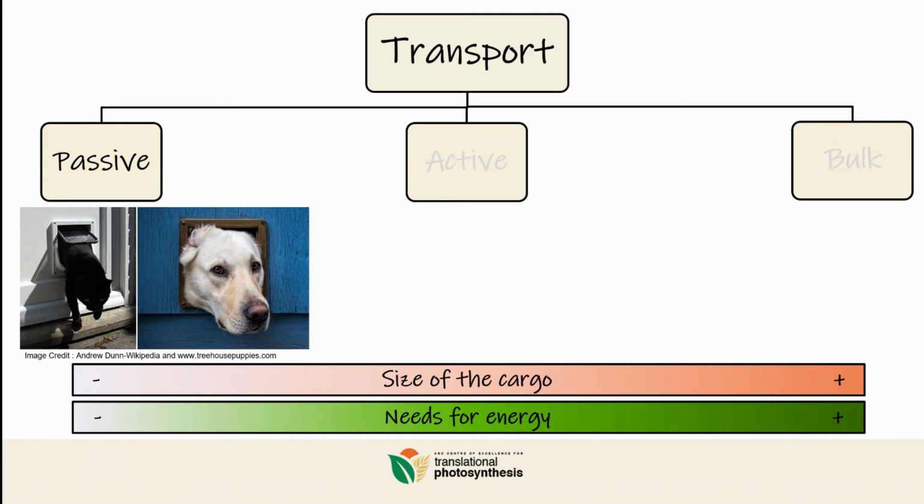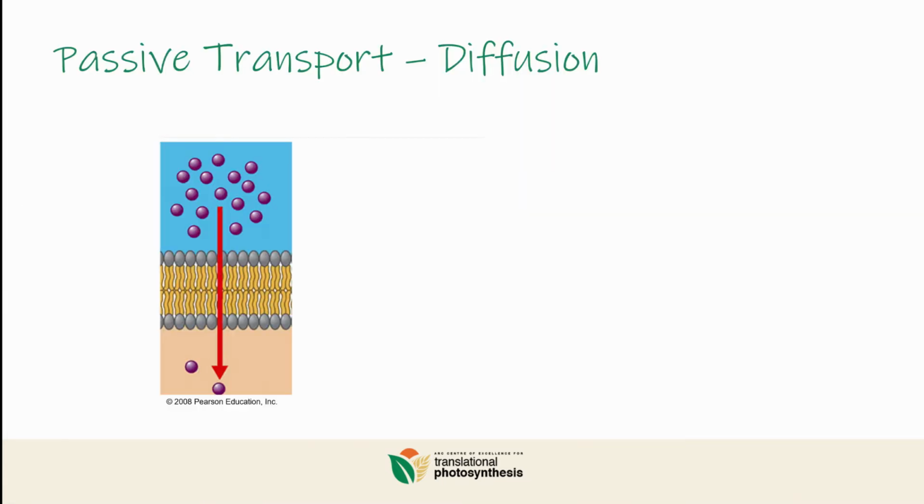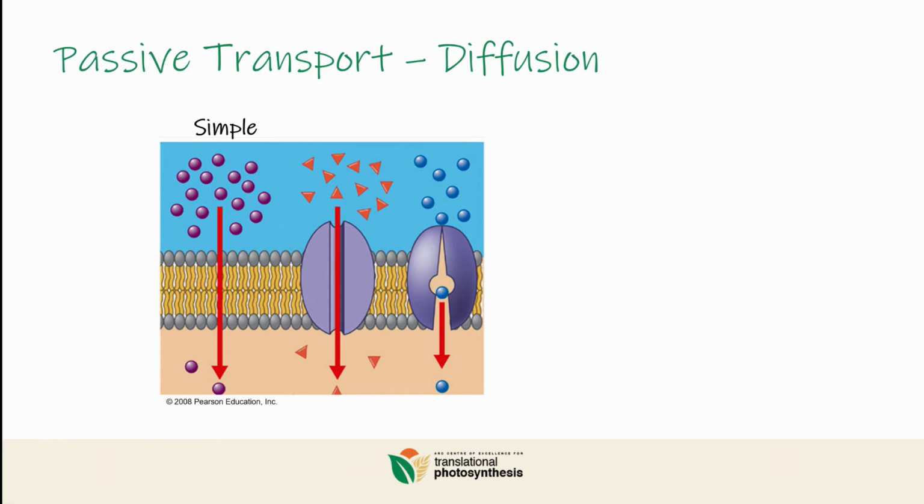So there are two different types of passive transport: simple diffusion and facilitated diffusion. Small non-polar molecules like oxygen or carbon dioxide or other gases can literally slip between the phospholipids, and that's called simple diffusion. Molecules slightly bigger or charged ions need the help of channel or carrier proteins, and we refer to that as facilitated diffusion.